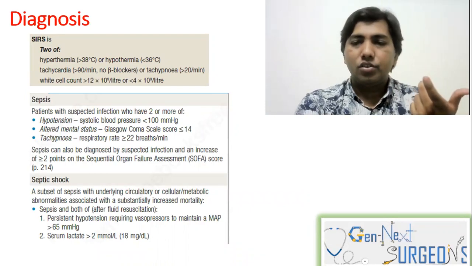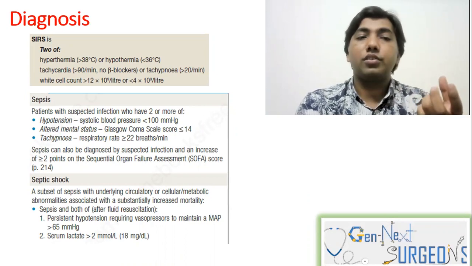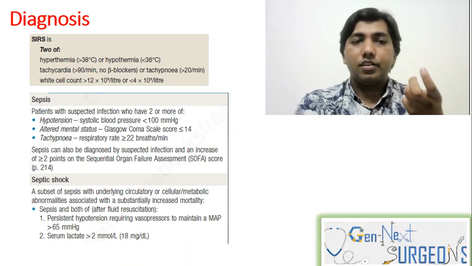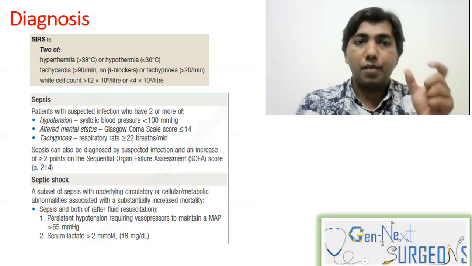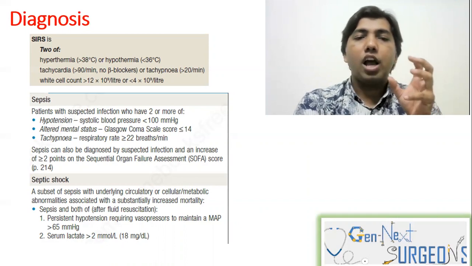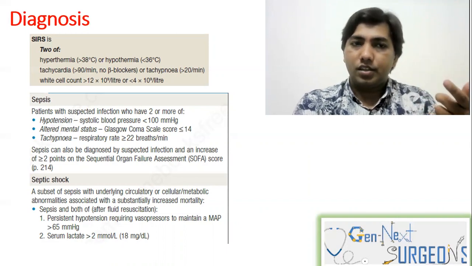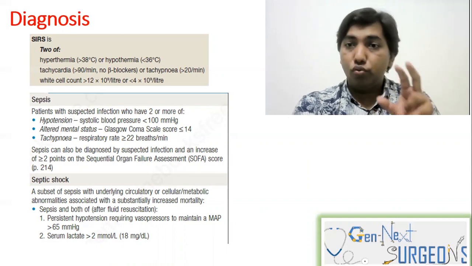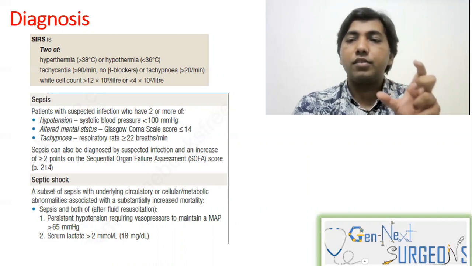What is your diagnosis? First of all, before diagnosing shock, we need to know some terms like SIRS, systemic inflammatory response syndrome. Two of the following must be present. One is hyperthermia more than 38 degrees centigrade or hypothermia less than 36 degrees centigrade. The patient may have tachycardia or tachypnea. WBC count more than 12,000 or less than 4,000. If two of these are found, then we can say he is suffering from SIRS.